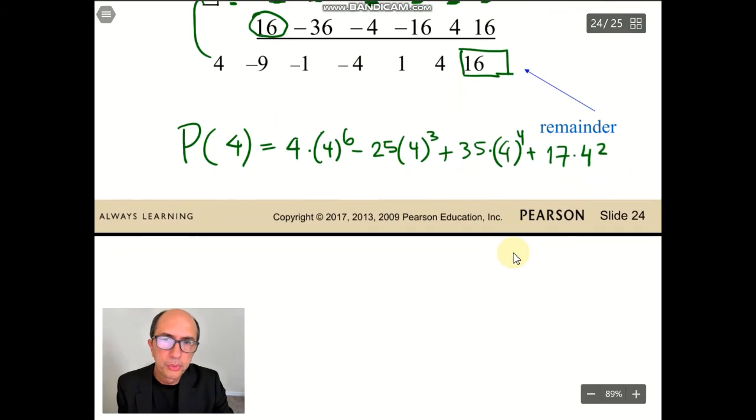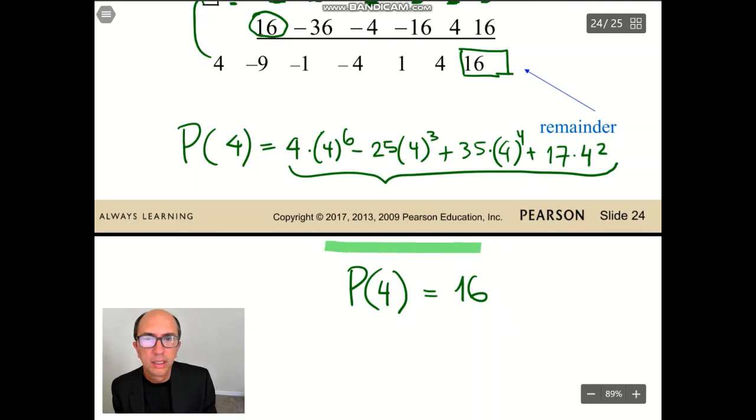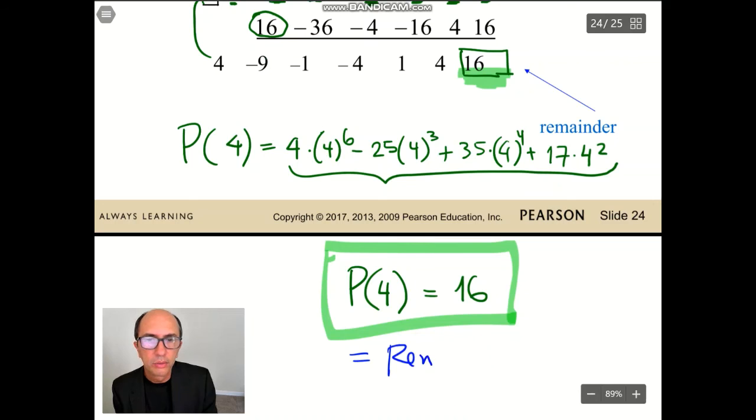Type this operation in your calculator. It's kind of a long operation, but when you finish and get the result, you're going to realize that P of 4, if you plug in x equals 4 in this polynomial, you're gonna have as a result 16, which is the same value as the remainder.